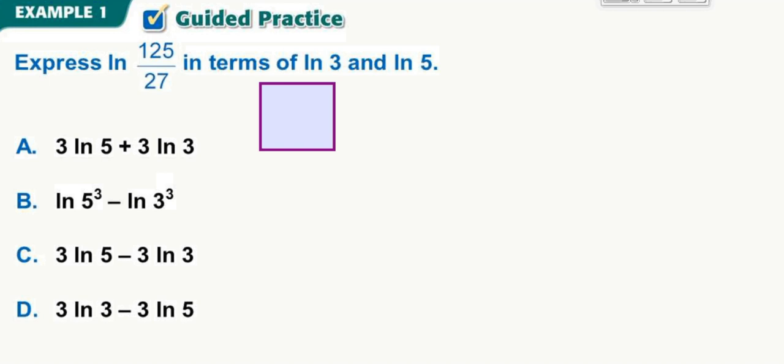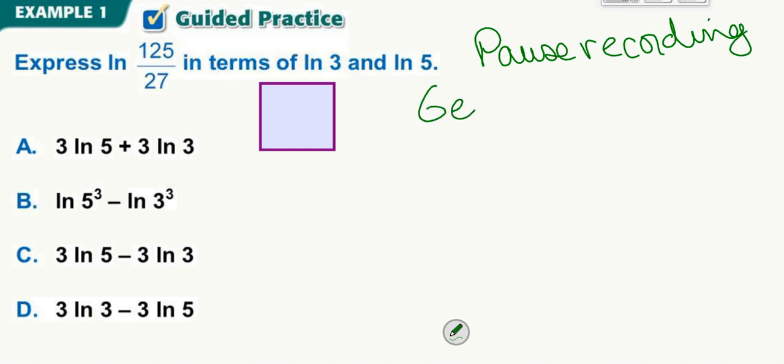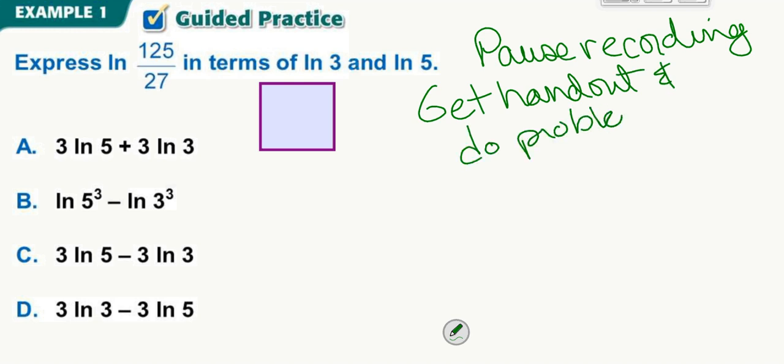Now, the next thing that I'd like you to do is the teacher should give you the handout and you're going to do these practice problems. I'll have the key ready, or I'm just going to show the answers as we go. So please pause the recording right now, get the handout and do the problems. And then either at the end of the hour today or the beginning of the hour tomorrow, we can go over those.